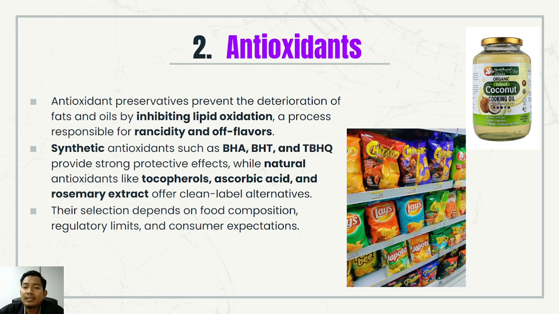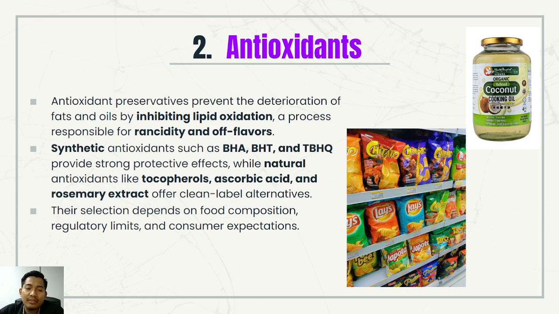Meanwhile, for our chicken dish here, a snack, they are also using antioxidant to reduce or prevent rancidity and off flavor. Synthetic antioxidants such as BHA, BHT, TBHQ provide strong protective effect, while natural antioxidants like tocopherol, ascorbic acid, and rosemary extract or any plant extract offer a clean label alternative. But regarding the synthetic antioxidant, we also need to be aware of the side effect, the negative effect. Their selection depends on food composition, regulatory limit, and consumer expectation for sure.